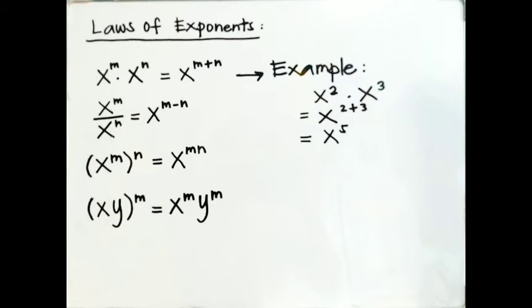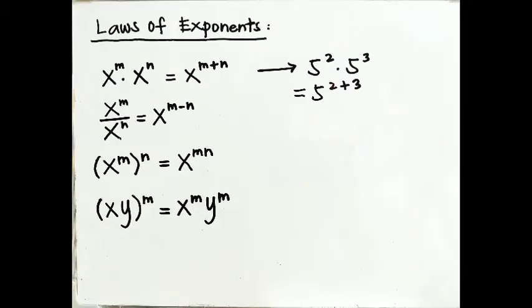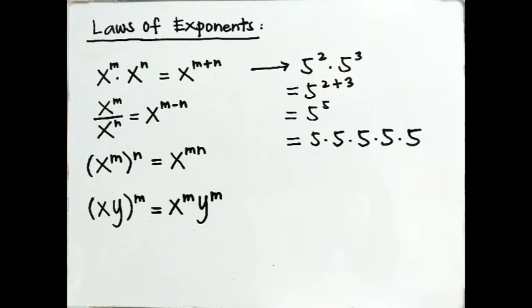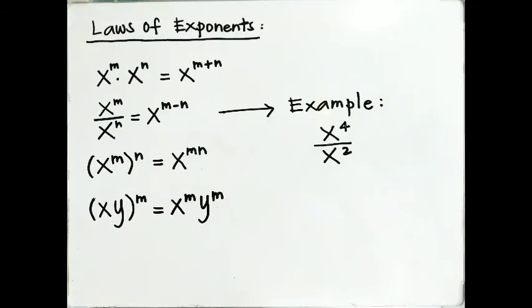Another example is 5 squared times 5 cubed. Add the exponents 2 plus 3, thus it will become 5 to the fifth power. 5 to the fifth power is equal to 5 times 5 times 5 times 5 times 5. Therefore, 5 squared times 5 cubed is equal to 3125.